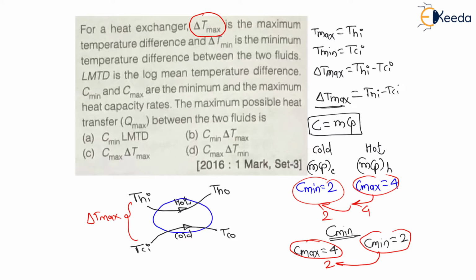Therefore, my dear students, the maximum possible heat transfer will be equal to C minimum into delta T maximum. Right. Therefore, the option will be C minimum delta T maximum. That is option B is the correct choice.